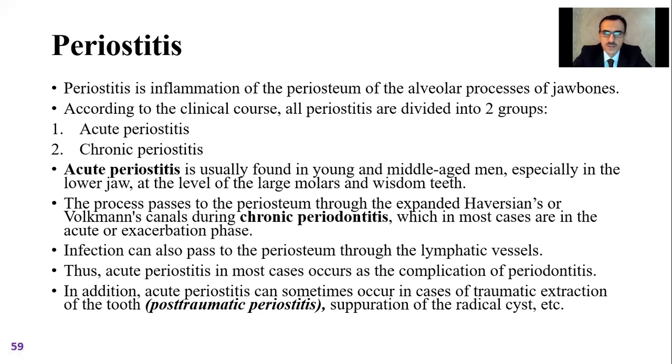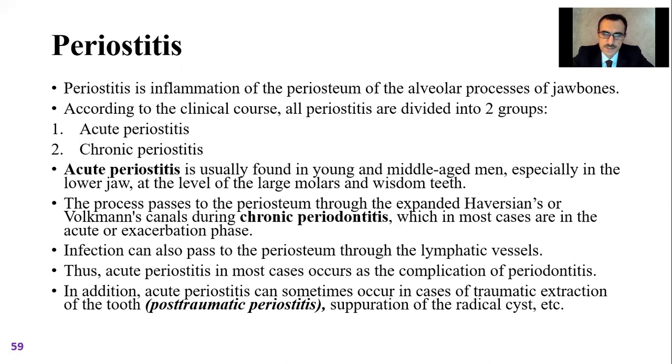Periostitis is inflammation of the periosteum of the alveolar process of the jawbones. According to the clinical course, all periostitis is divided into 2 groups: acute periostitis and chronic periostitis. Acute periostitis is usually found in young and middle-aged men, especially in the lower jaw at the level of the large molars and wisdom teeth. The process passes to the periosteum through the expanded Haversian or Volkmann's canals during chronic periodontitis, which in most cases is in the acute or exacerbation phase. Infection can also pass to the periosteum through the lymphatic vessels.